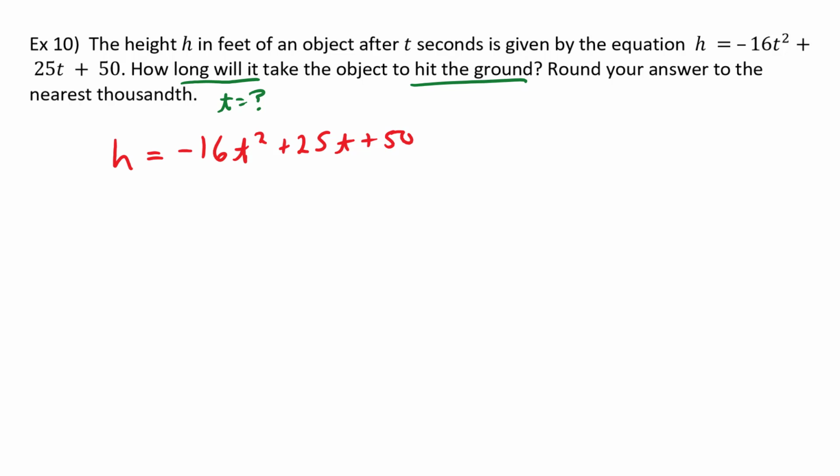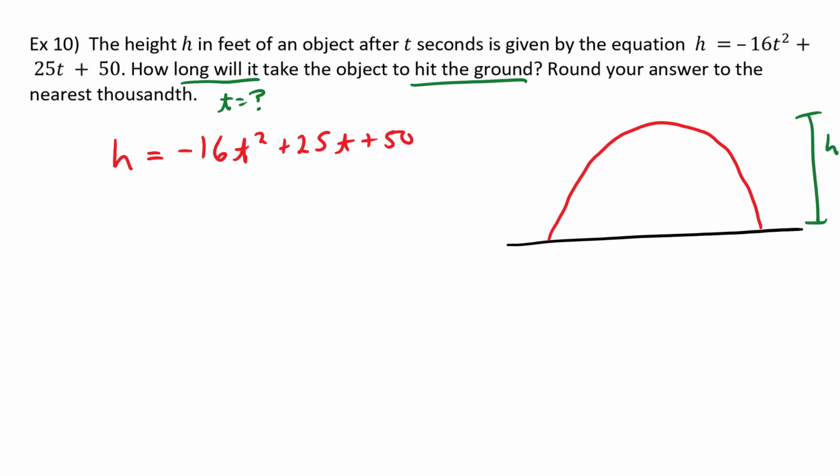Let's draw a little diagram of it. Here's our height. When it hits the ground, height will be 0. And there will actually be 2 answers to that if we threw it from the ground. So let's set h equal to 0, and we will solve it.